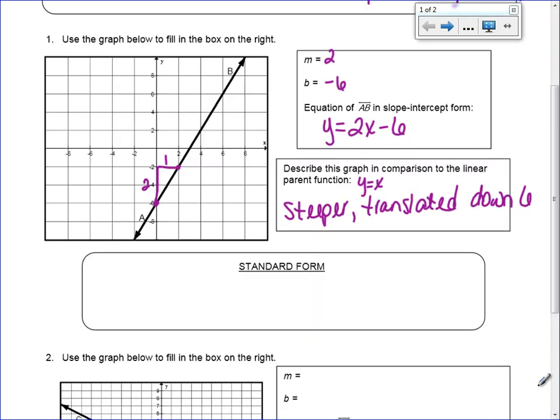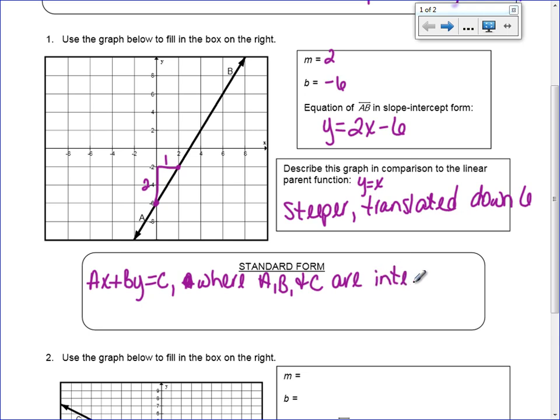So all of that is a review. Now we have to learn this thing called standard form. Standard form is a way to write a linear equation that is not slope-intercept form. Standard form looks like this: ax plus by equals c. And in standard form, a, b, and c are integers, which means they have to be whole numbers. They cannot be fractions.